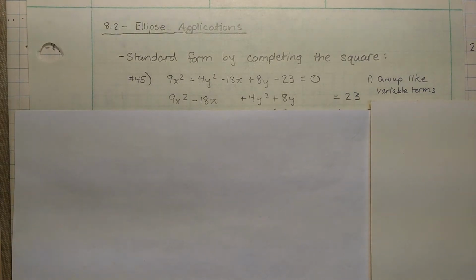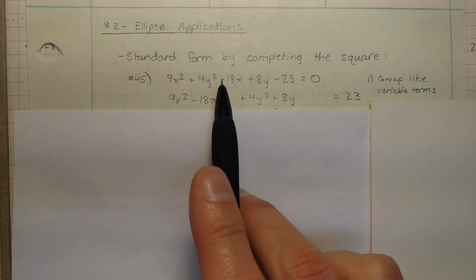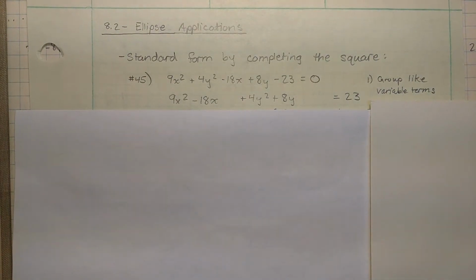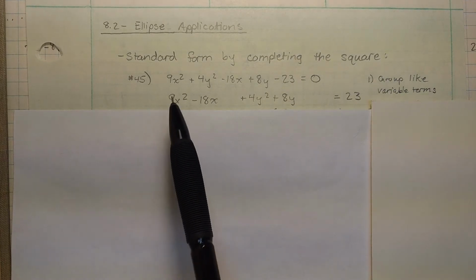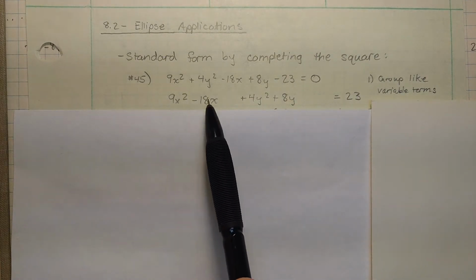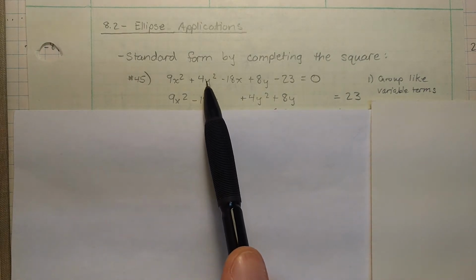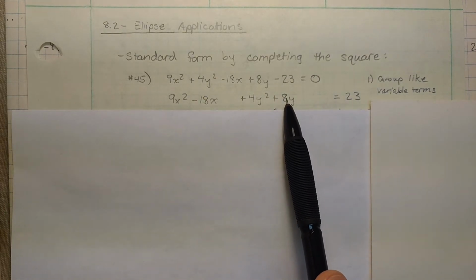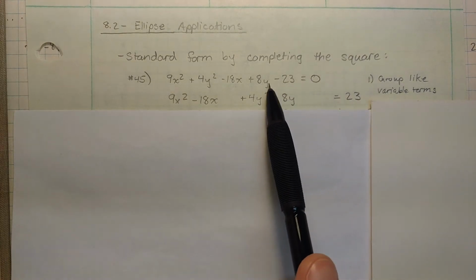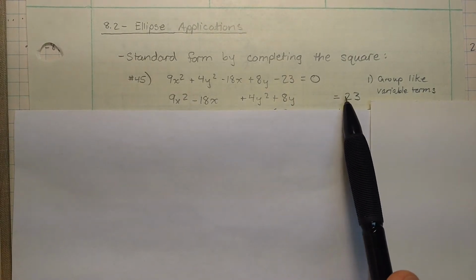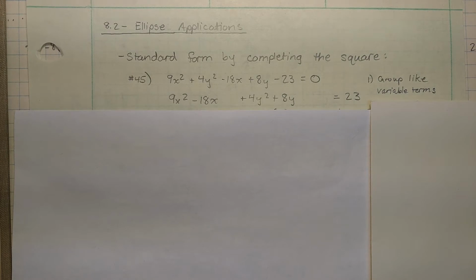So basically what I list here is the instructions that I did to go from the first line to the second line. So notice what I did. I put the x terms together. So here's the x squared with the other x term. I put the y squared with the linear y term. And I moved the constant term to the right of the equal sign. So that's grouping like variable terms.